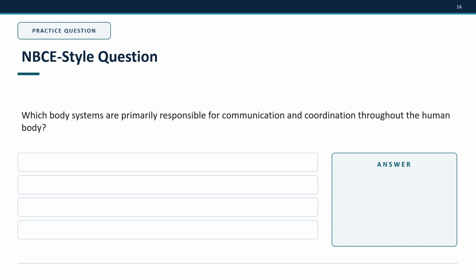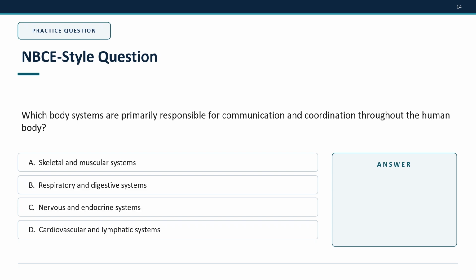Question number 2. Which body systems are primarily responsible for communication and coordination throughout the human body? So again, I'll bring up these answers, pause the video, take a second, and then we'll answer soon. So hopefully you chose answer C, the nervous and endocrine systems. Remember, the brain is the master regulator. It is using rapid electrical signaling, while the endocrine system is much slower and it communicates through hormones, which again, we'll get into all those details in future videos, but you should generally know communication coordination is the brain and the endocrine system.